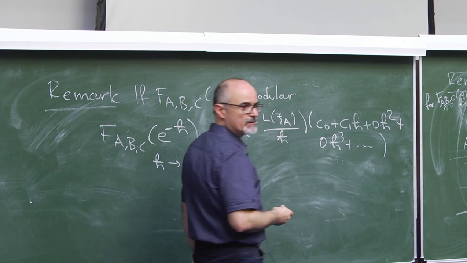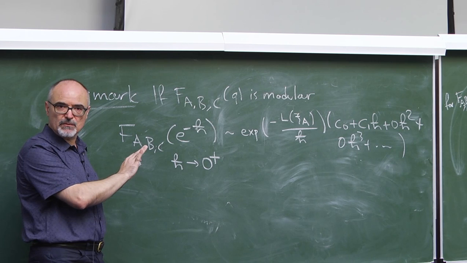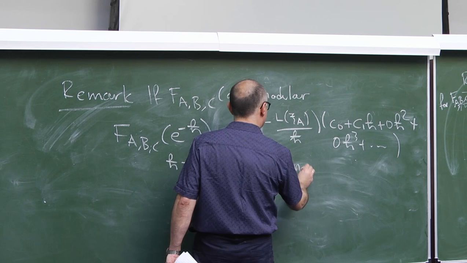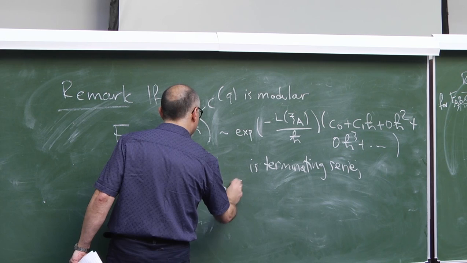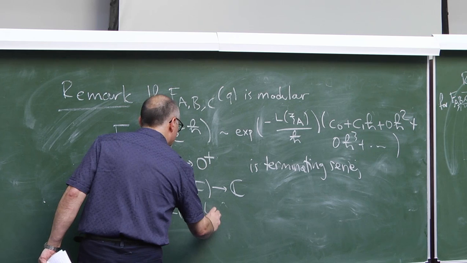So in other words, if you have a modular Nahm sum, the asymptotic expansion at q equal 1 is a terminating series where L is a specific map which replaces elements of the Bloch group by complex numbers and is defined by the Rogers dilogarithm.